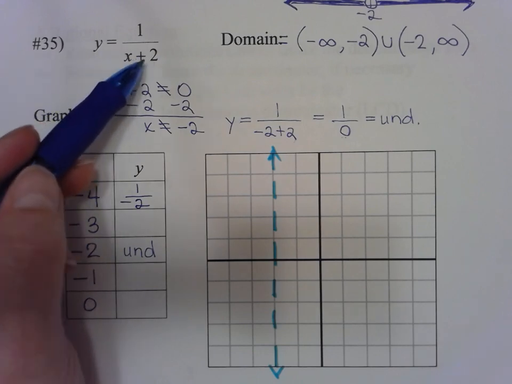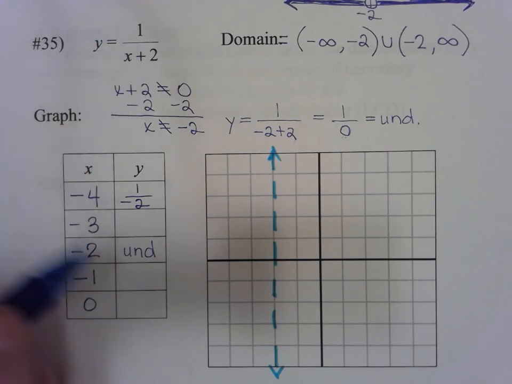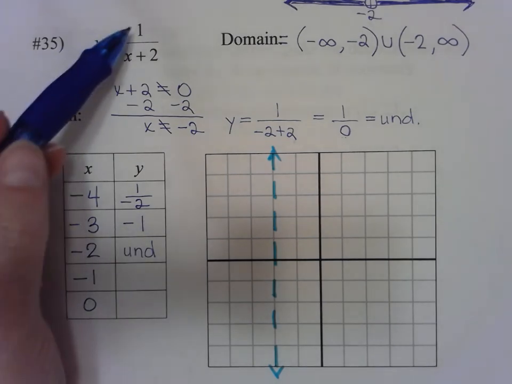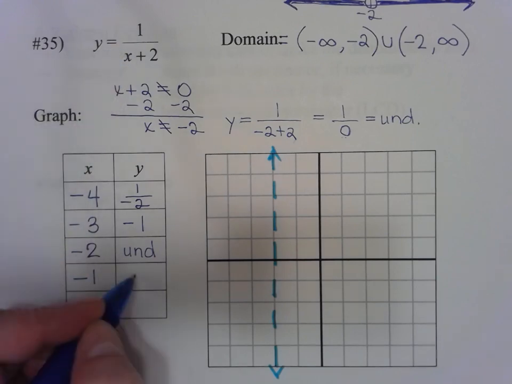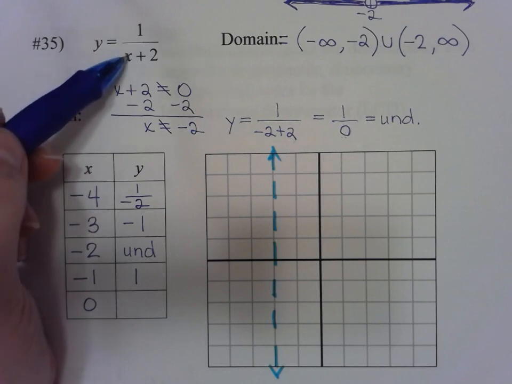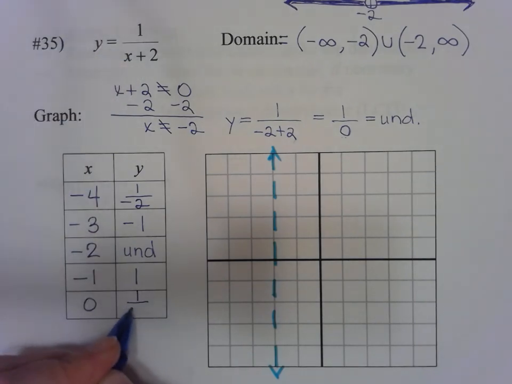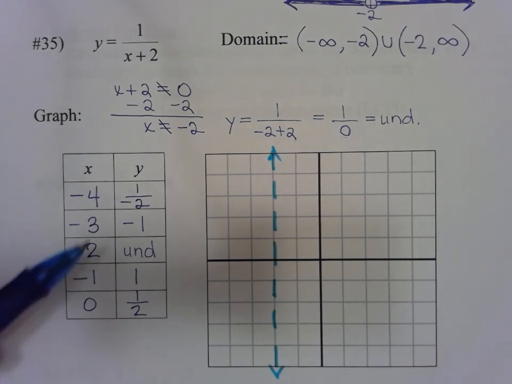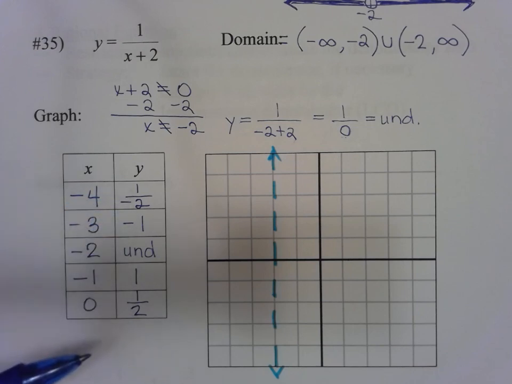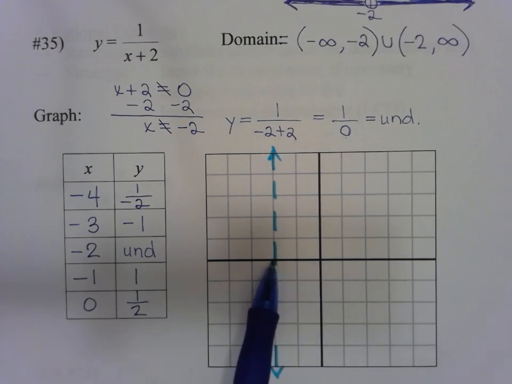-3 plus 2 is -1. 1 divided by -1 is still -1. If I plug in -1, I'm going to have 1 divided by 1. If I plug in 0, I'm going to have 1 divided by 2. Okay, we're going to stick with some really basic functions. So I would say probably most of the time your y values are going to look pretty much the same. Right? Notice these are the same y values we got for the last example. This one's the same shape. It's just that we shifted it over by 2.